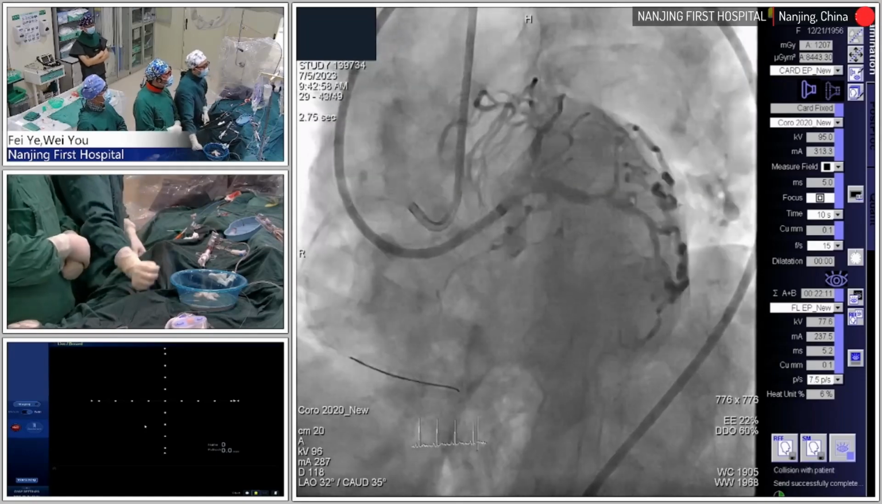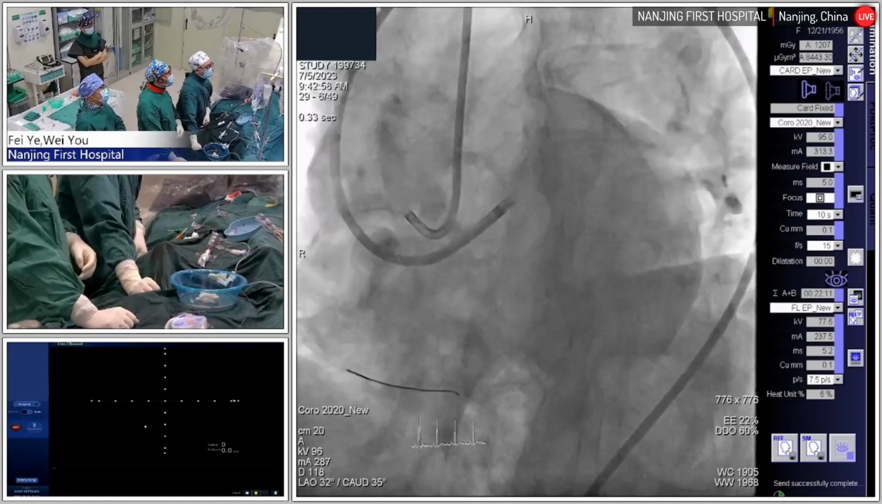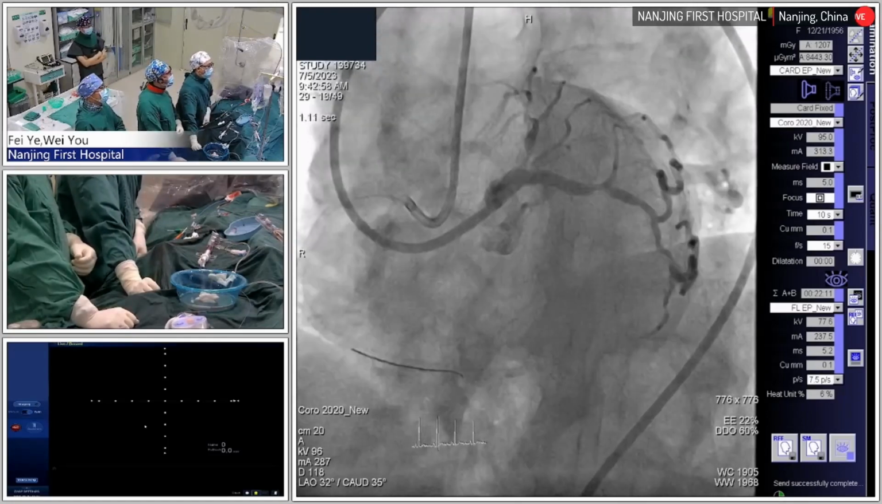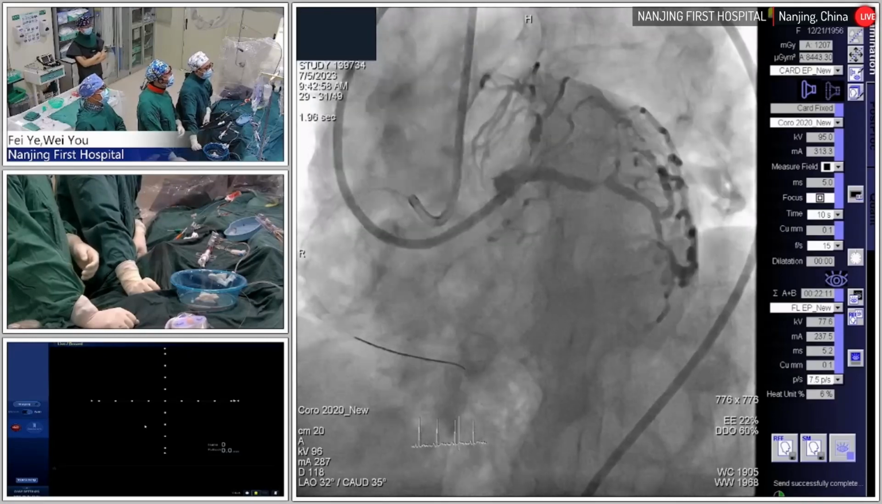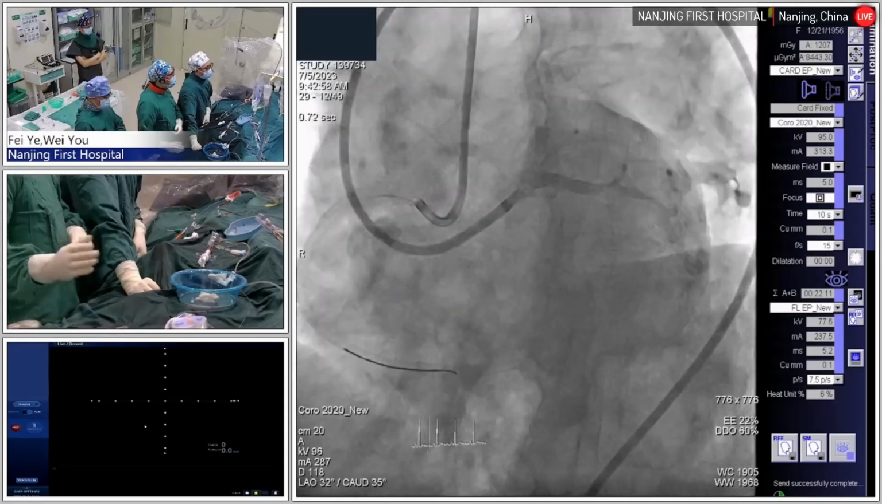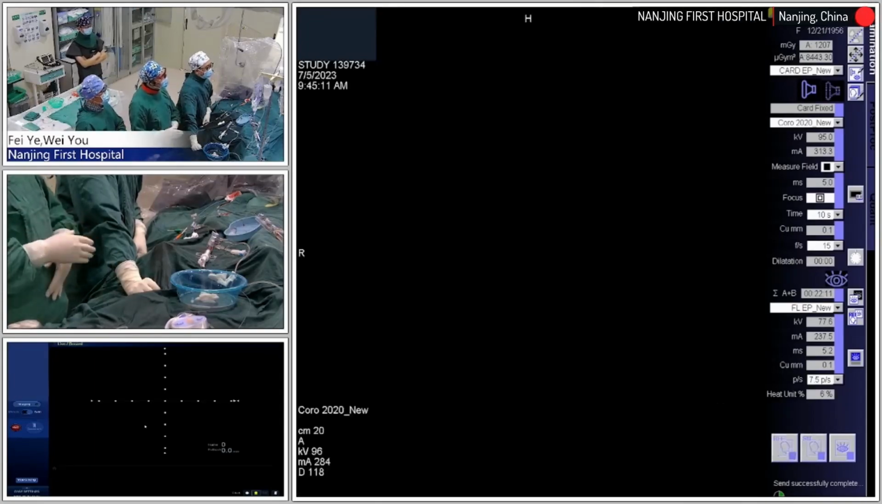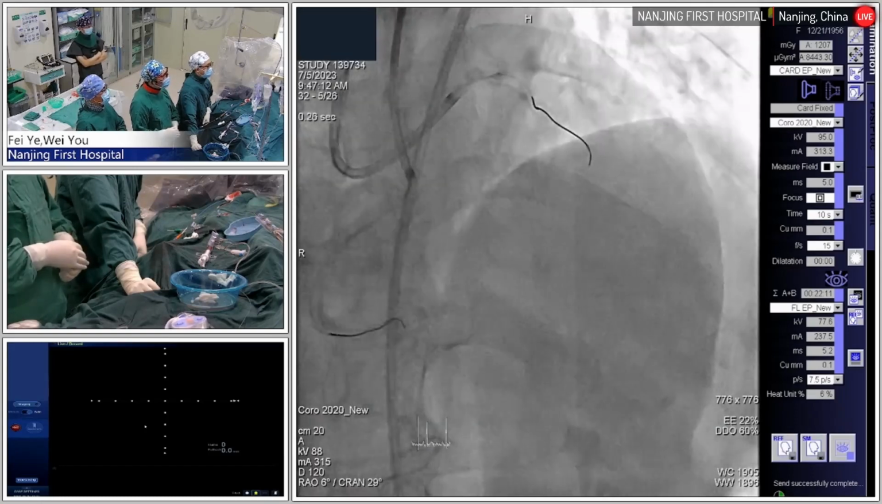You can see the ostial LAD also has a sharp lesion. To avoid ischemia when we perform the LAD middle CTO PCI, we use a 2.0 balloon to pre-dilate the ostial lesion. This is the 2.0 balloon. Next, please. Okay, seems better. Next, please.